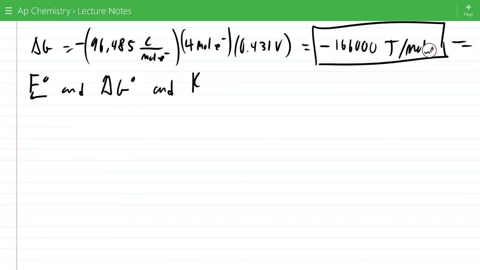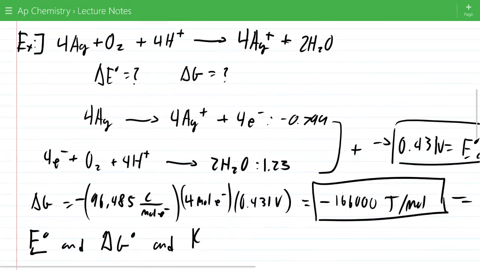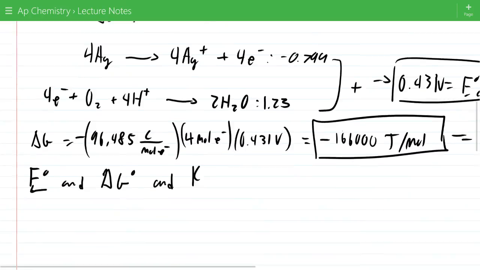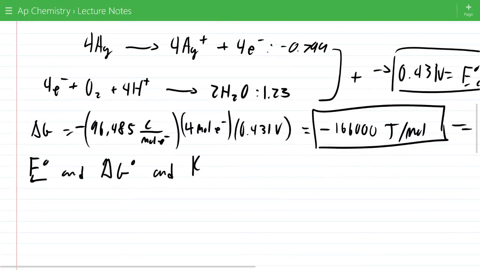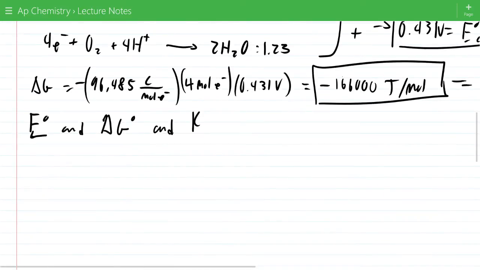If you do 2 sig figs, how do you know? Negative 1.7 times 10 to the 5th joules per mole. If you convert that to kilojoules, you're going to get something like negative 170 kilojoules. Did y'all get something like this? Around there? 2 sig figs? If you got 169, whatever, close enough.